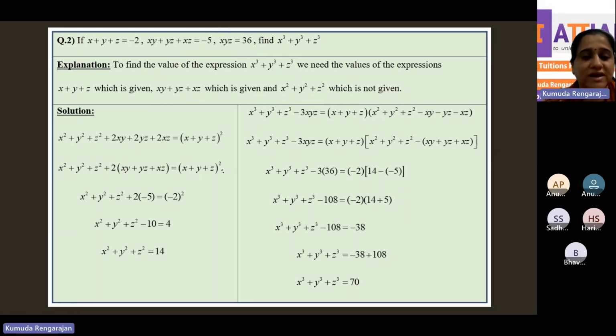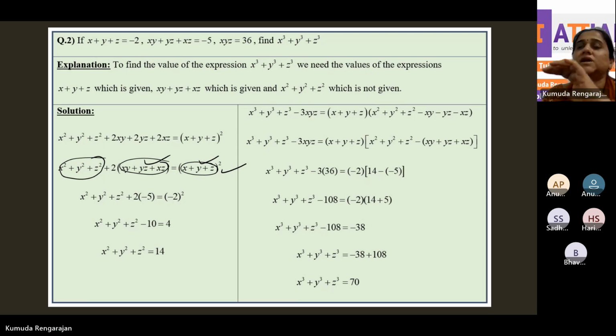See, to use this identity, you need the value of this expression and this expression. You should substitute this in this. Then only you can find x squared plus y squared plus z squared. Remember, in any equation, if there are 5 unknowns, you must know 4 of them to find the 5th one.